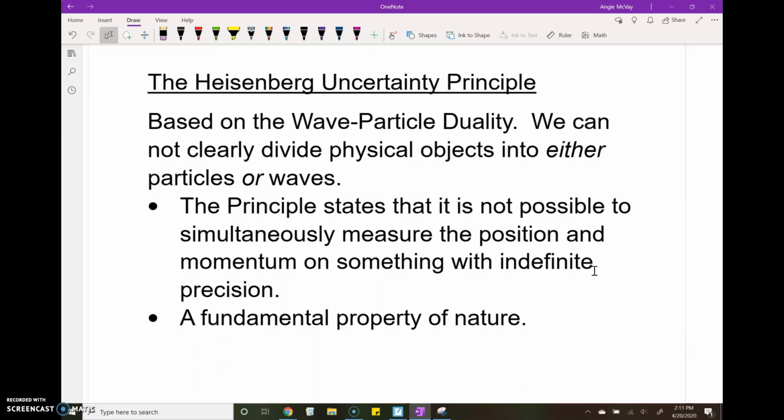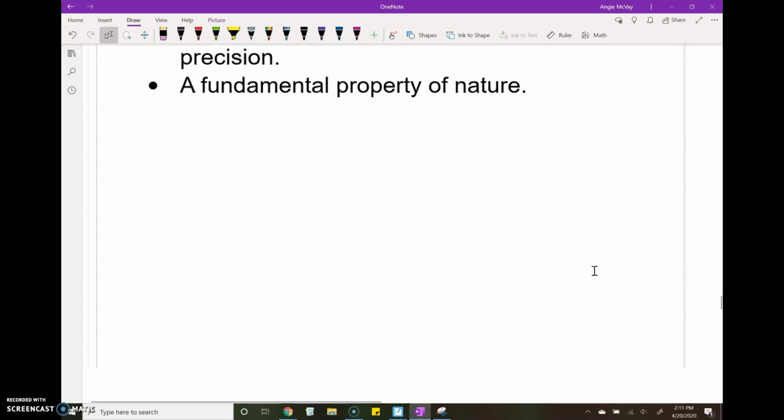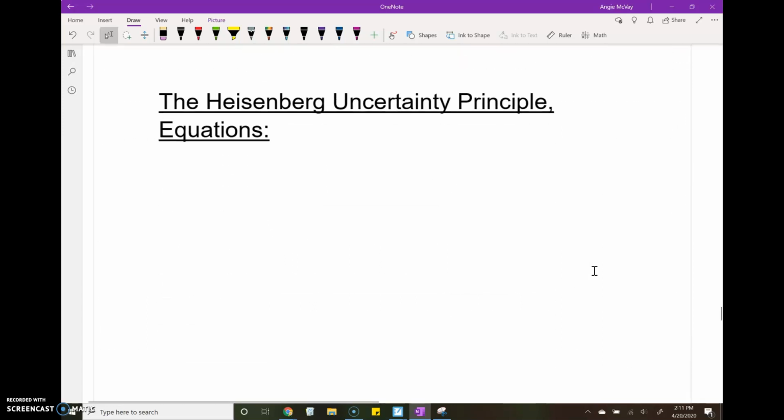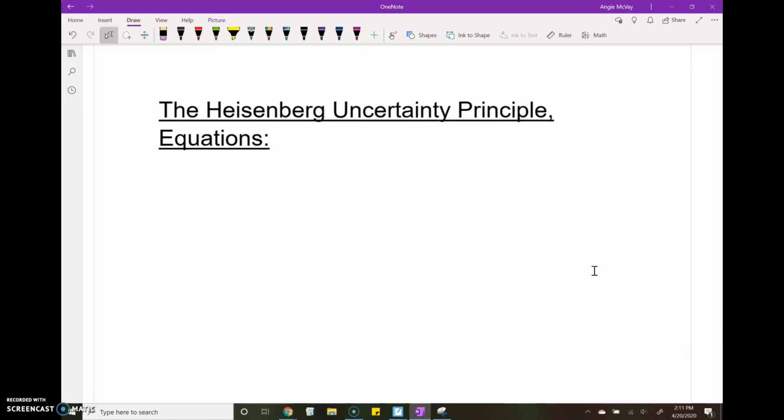Okay, so let's take a look at the Heisenberg uncertainty principle as an equation, right? So we can't measure an object's momentum and its position simultaneously, just like an object can't act like a particle or a wave at the same time. It's either acting like a particle or a wave.